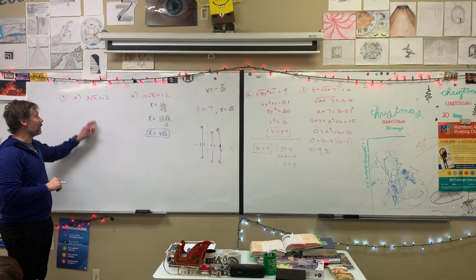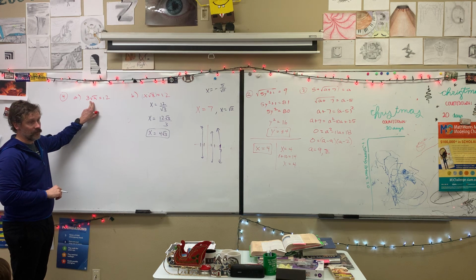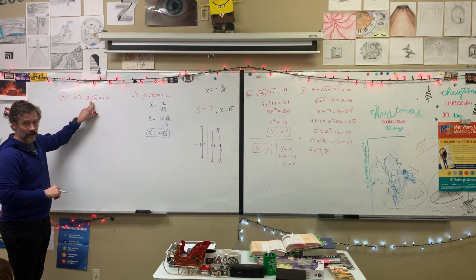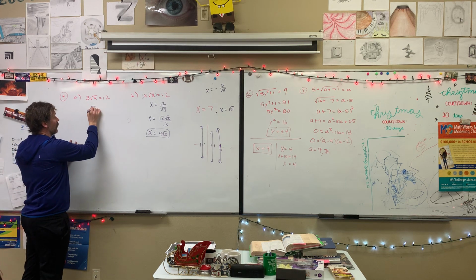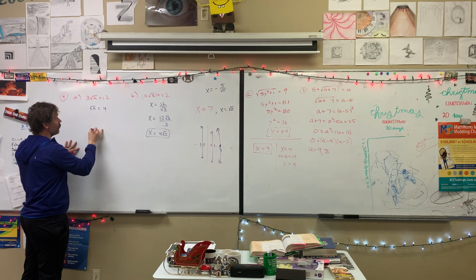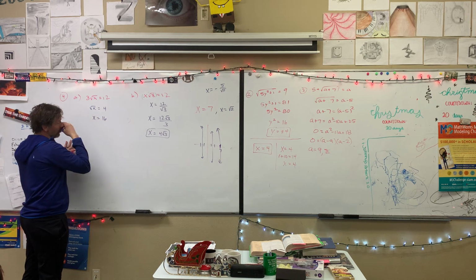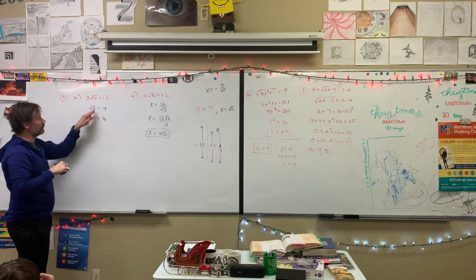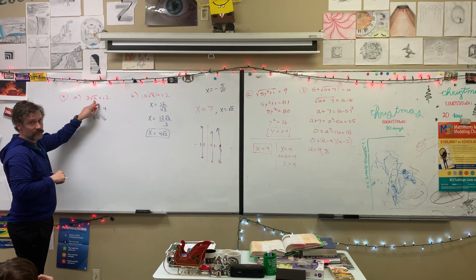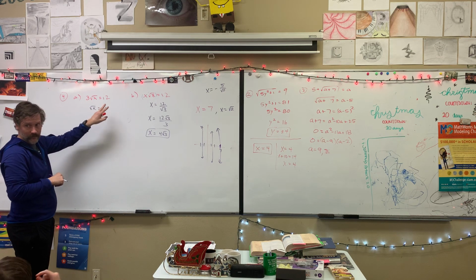When it's a radical equation, the first step is to isolate the radical. So you have the square root of x is equal to 4. And then you square both sides. X is equal to 16. And you plug it back in. You get x equal to 16. So the square root of 16 is 4. 4 times 3 is 12. 12 is equal to 12.